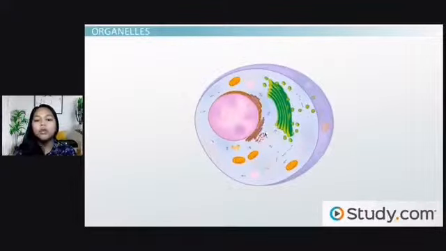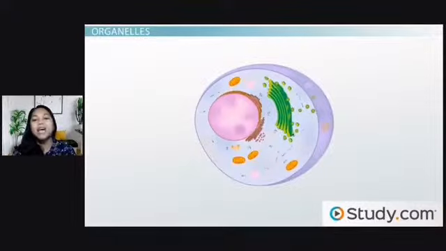Now, your smooth ER, on the other hand, it has no ribosomes. So, wala siyang ribosomes, and so it appears smooth under your microscope. Its function is for the making of the lipids, making of your phospholipids, and also for detoxification. Okay, so nag-aalis siya ng toxin sa inyong cell. So, again, your smooth ER does not have any ribosomes. It makes lipids, and it detoxifies the cell. Okay, so again, that's your nucleus, your nucleolus, the ribosomes, the rough ER, and the smooth ER.